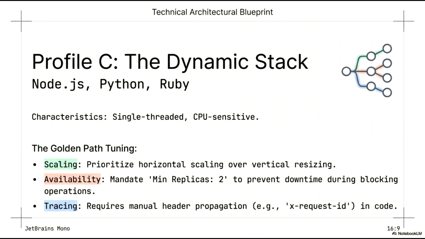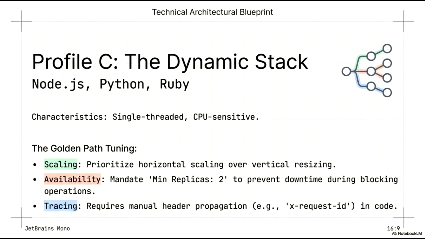Profile C, known as the dynamic stack, focuses on runtimes like Node.js, Python, and Ruby. These languages are primarily single-threaded and are notably sensitive to CPU performance. To optimize this profile according to the golden path tuning, we prioritize horizontal scaling over vertical resizing to better handle load across multiple instances. For availability, we mandate a minimum of 2 replicas. This prevents total downtime if one instance is occupied by a blocking operation.